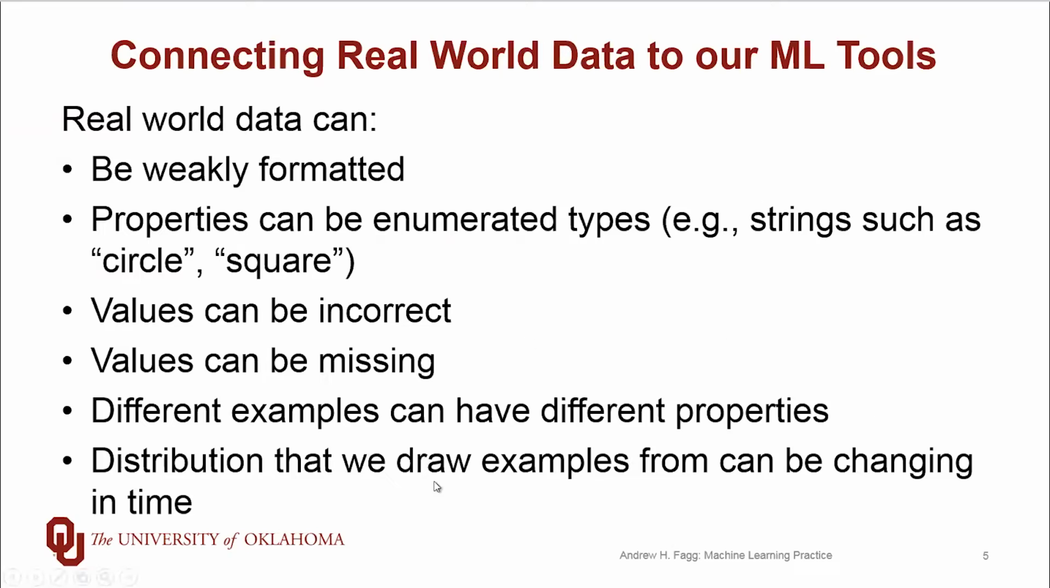And then finally, in the real world, the statistical distributions that we're drawing examples from do tend to change over time. Customer buying habits change over time. Things change in the climate. So we want to at least be aware of these types of situations and be careful about how we apply our models when we are facing a situation where these distributions do change.